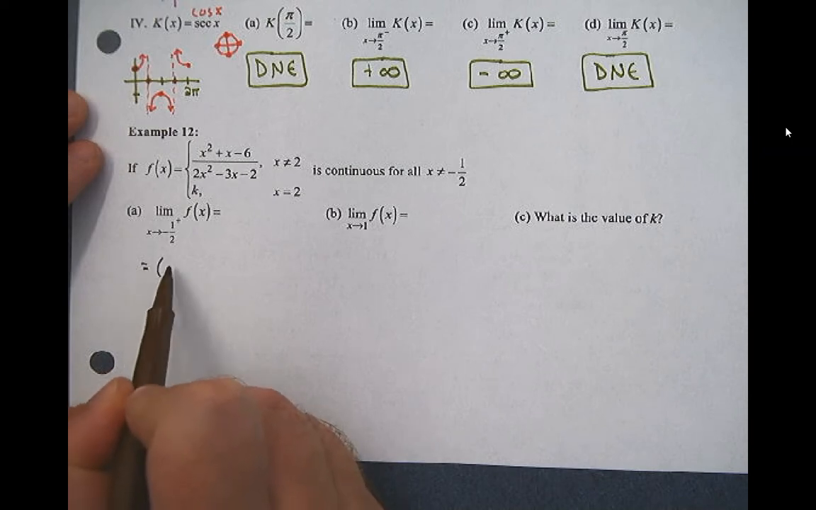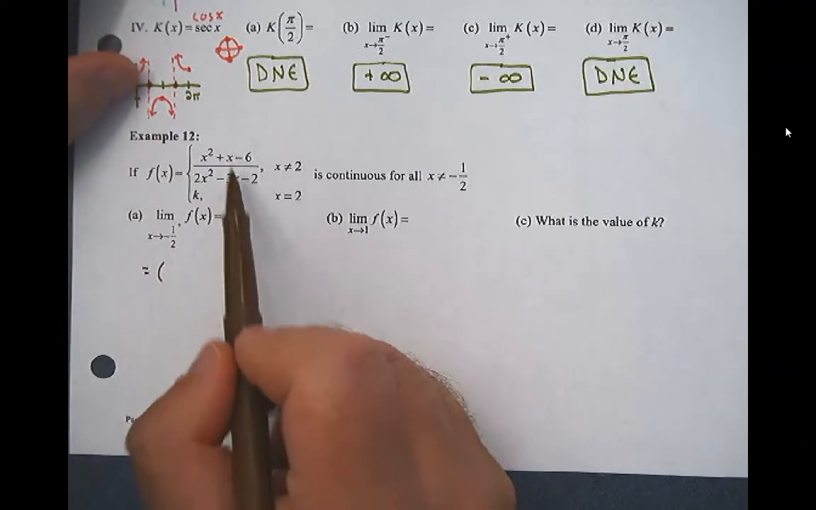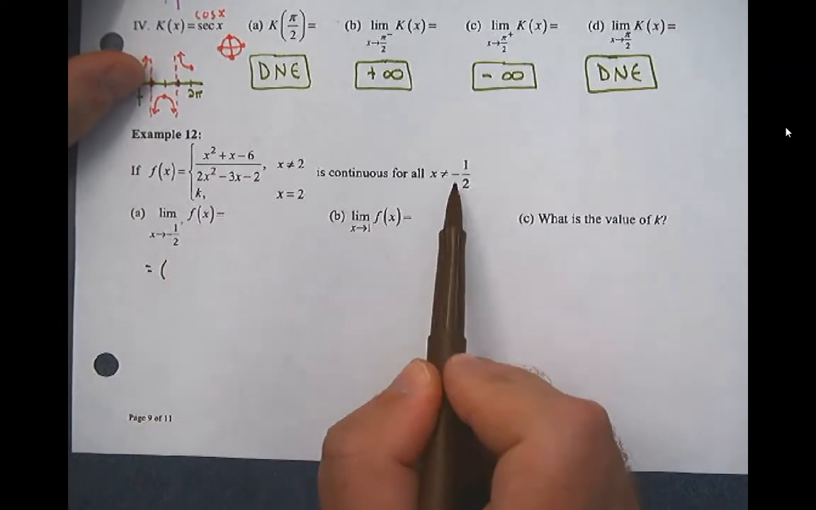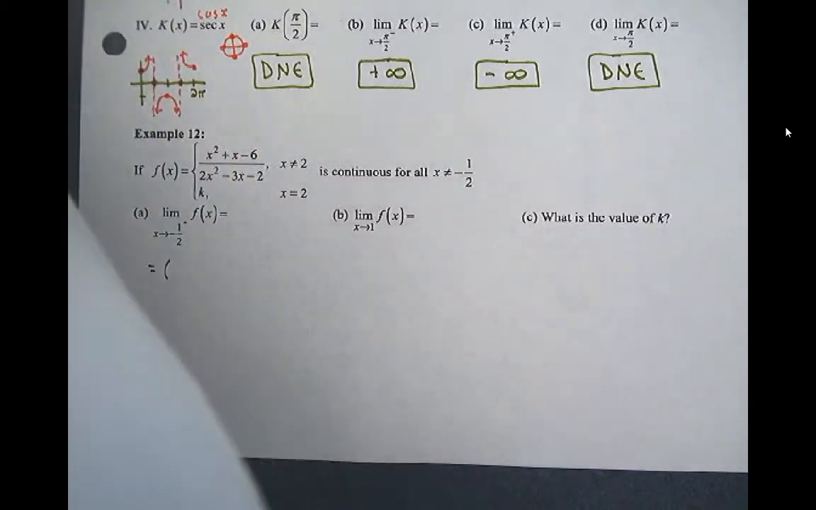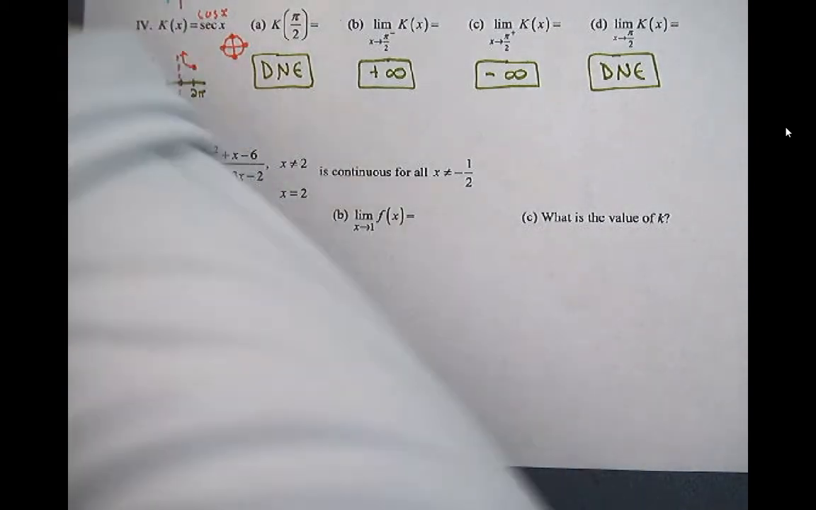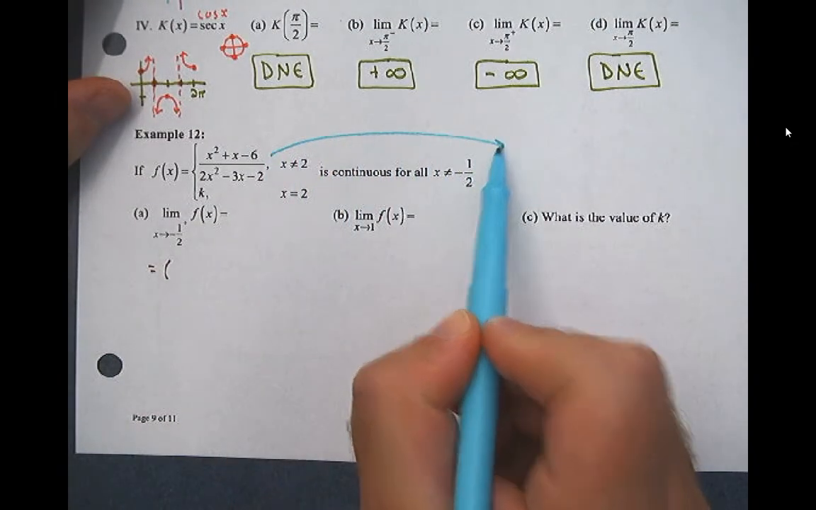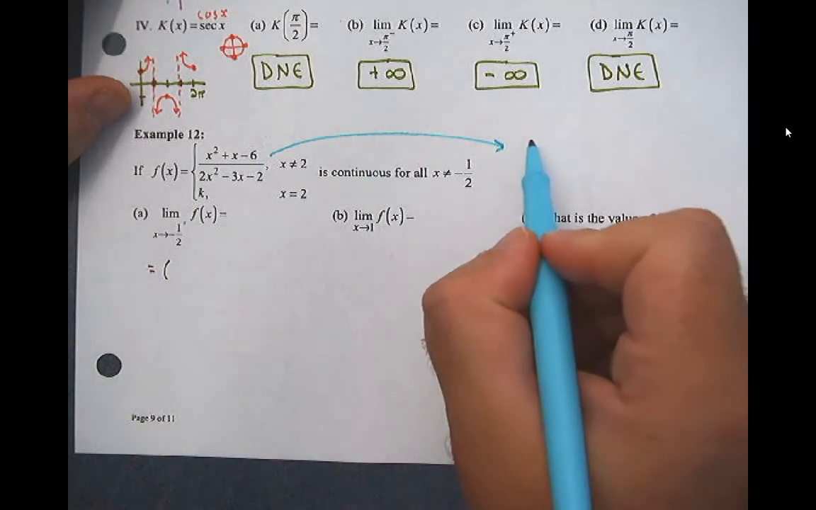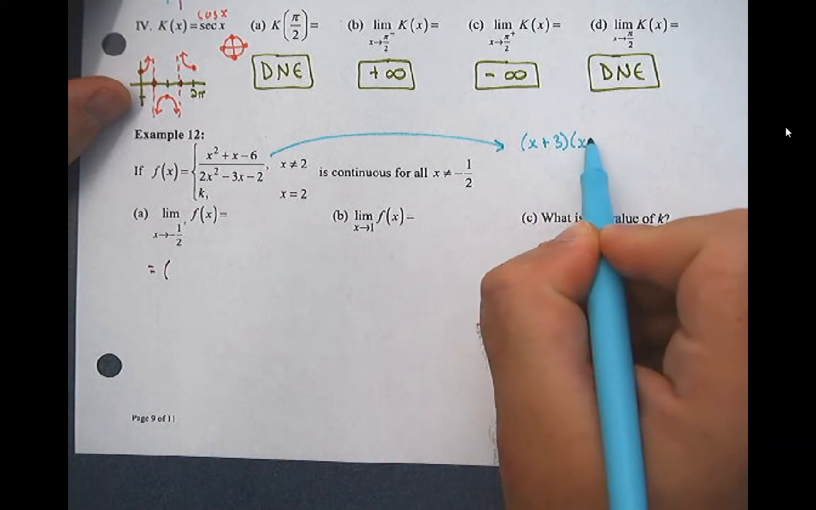I would do negative 1/2. Actually, you know what? I'm going to try to see if something cancels first, because I don't want to try to square negative 1/2. So let's go back here to the function and see if we can mess around. So I know that factors. That factors into x plus 3, x minus.